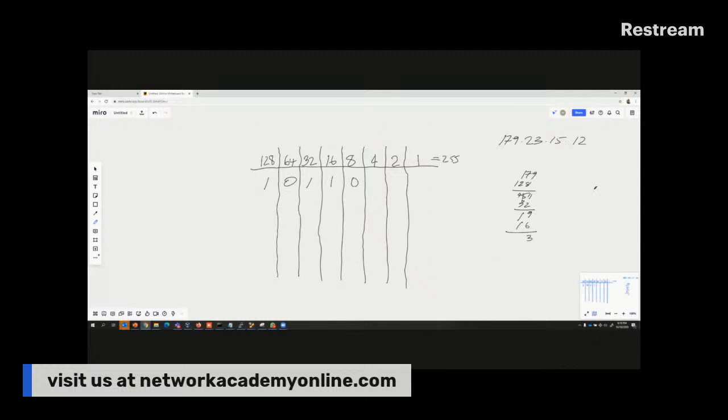Can 8 go into 3? The answer is no. Can 4 go into 3? No. Can 2 go into 3? The answer is yes. And you leave 2, right? You're left with 1. Can 1 go into 1? The answer is yes. And there are no leftovers.